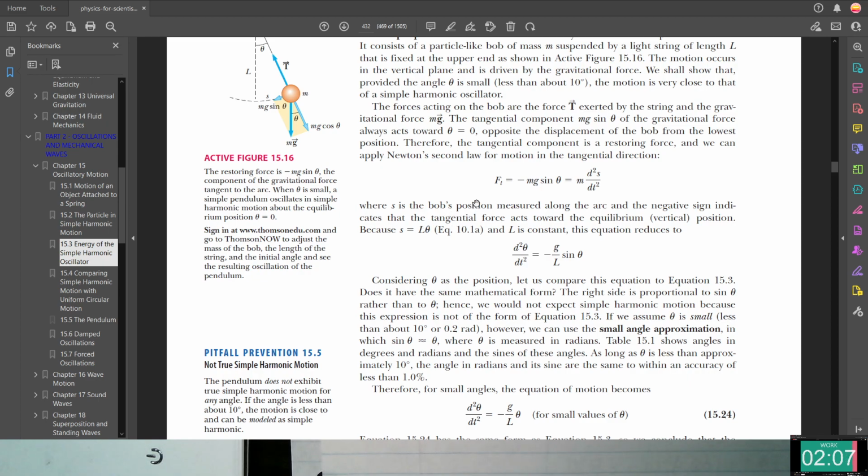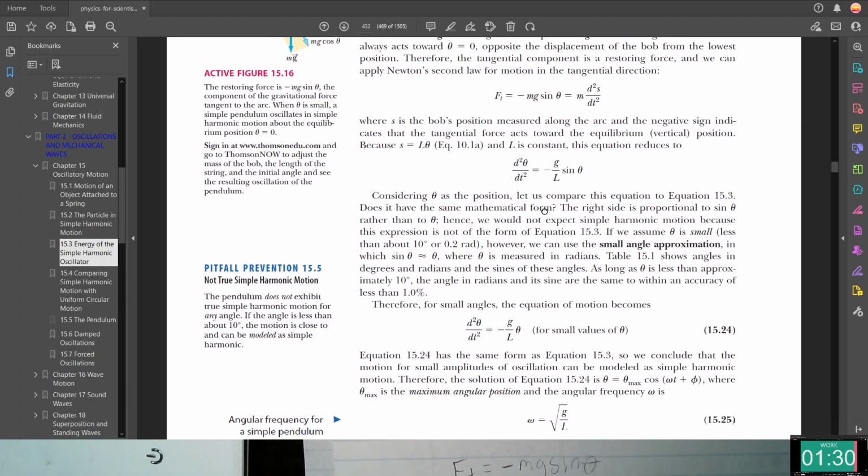Negative mg. Here, I gotta write this. Force tension equals negative mg sine theta. Also, I don't know why I switched to using this pen. I do know why. It's because I was shading in Agni's hair. Then d squared theta over dt squared equals negative g over L sine theta.